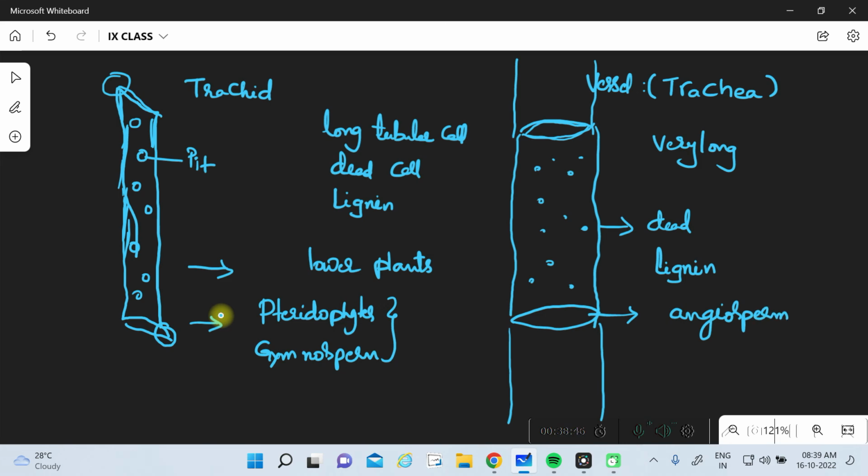Presence of vessel in the xylem is a characteristic feature of angiosperms, and presence of tracheid in the xylem is a characteristic feature of pteridophytes and gymnosperms. So this is the structure regarding the xylem, tracheid as well as vessel, that is trachea.